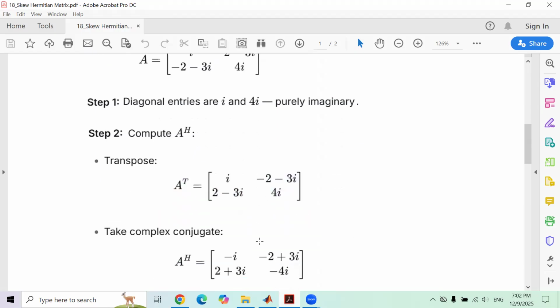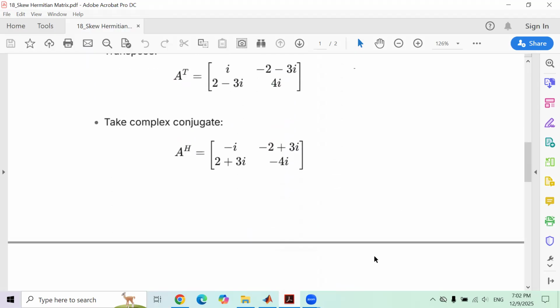Now take the complex conjugate. Complex conjugate means replacing a plus bi with a minus bi. In this case, i is replaced with minus i. Minus 2 minus 3i is written as minus 2 plus 3i. 2 minus 3i is written as 2 plus 3i. 4i is written as minus 4i.